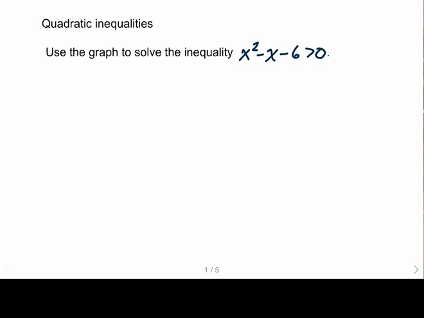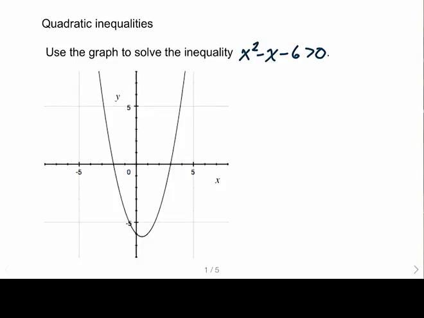In this session, we're going to solve quadratic inequalities. A quadratic inequality is an inequality that has a quadratic expression. You probably had that figured out already. We're just going to dive right in. We're going to use a graph to solve the inequality x squared minus x minus 6 is greater than 0.